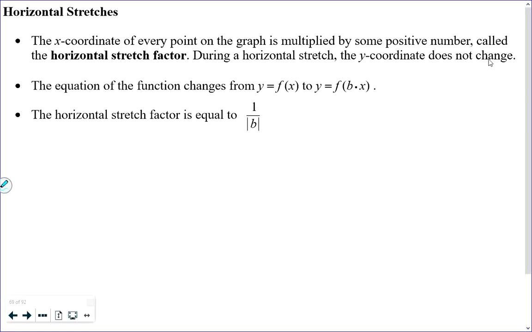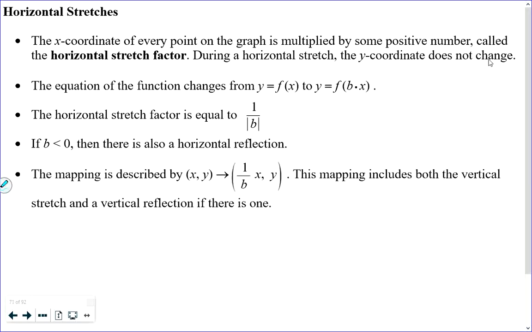The horizontal stretch factor is equal to the reciprocal of the absolute value of the parameter that's in the equation. So if there's a number in front of x that's negative, to talk about the stretch factor, ignore the negative and take the reciprocal of that number, and that will be the stretch factor. If b is negative, there's also a horizontal reflection. And by the way, with horizontal reflections and stretches, it's the same kind of idea here. What happens to x is that you take the reciprocal of b, no absolute value, and you multiply by x.